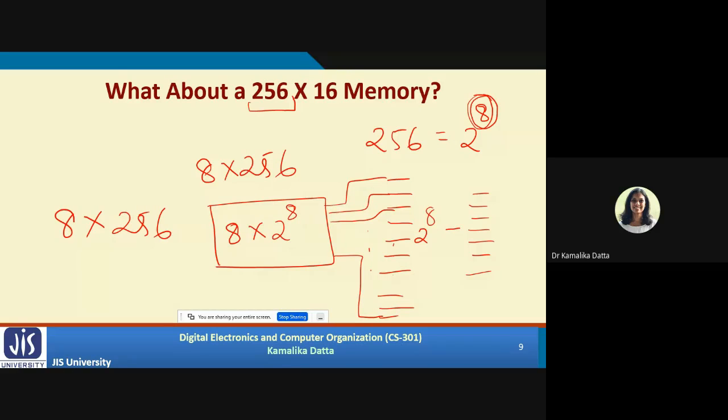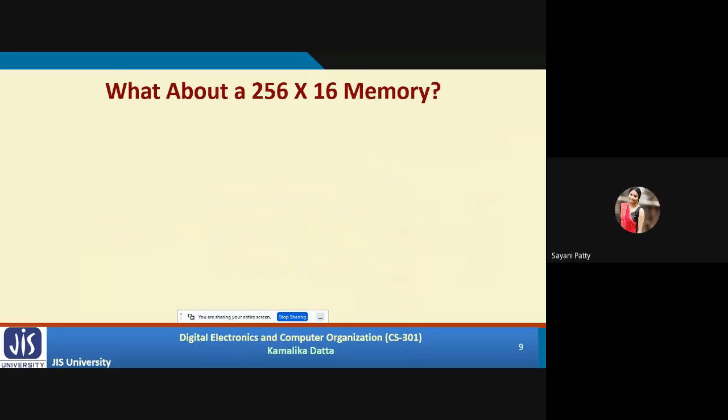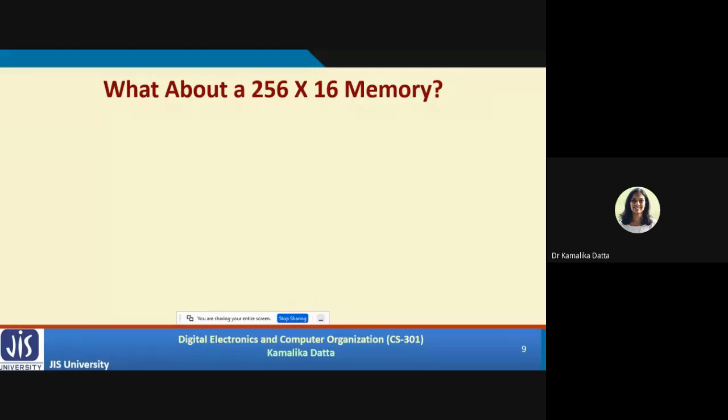Fine. And then you will connect it to 16 lines. And there will be 16 such.